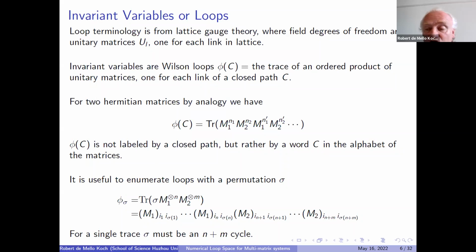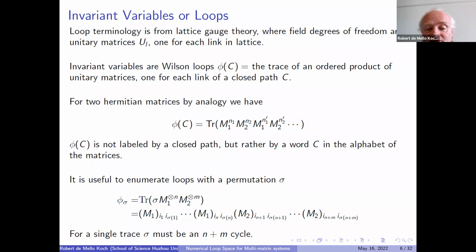You would draw some closed path C on the lattice, and the Wilson loop would be a trace of a product of unitary matrices, a path-ordered product, one unitary matrix for each link. By analogy, the loops that we're studying here are traces of a product of the Hermitian matrices M1 and M2. So at the moment, it's just a name, but hopefully I will convince you soon that, in fact, the terminology is useful and it's a useful way to think about the problem.